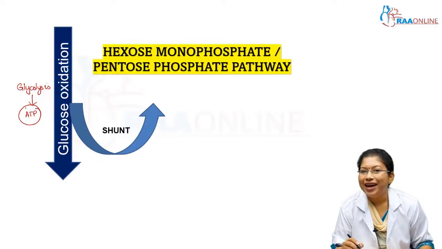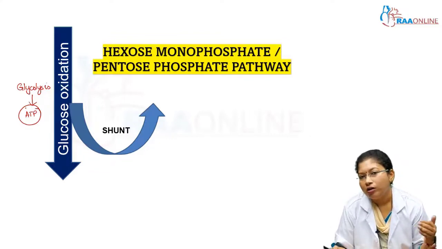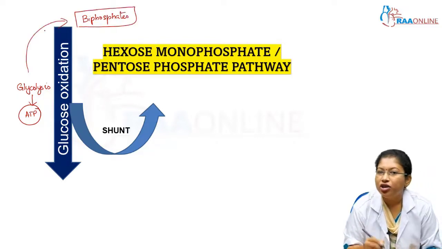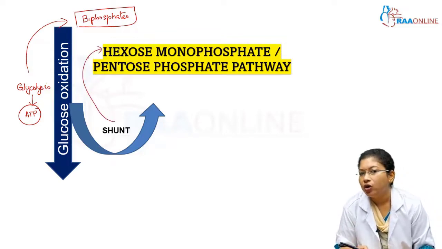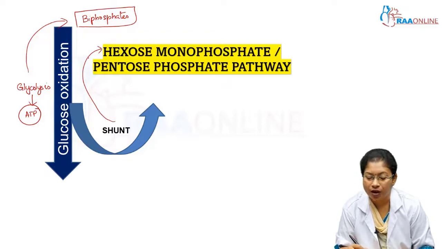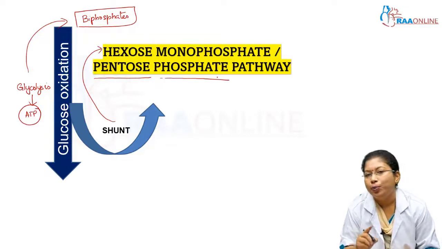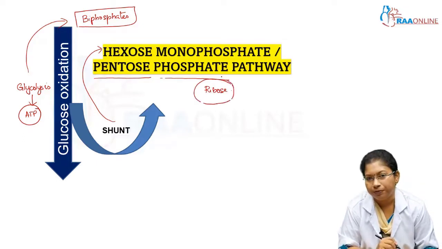Why is it called hexose monophosphate, HMP Shunt Pathway? In glycolysis, all the intermediates are bisphosphates, whereas in shunt pathway all your intermediates are monophosphate. That is why it is called as hexose monophosphate pathway. Why should it be called as pentose phosphate? Because one of the products of the shunt pathway is ribose. That is why it is called as pentose phosphate pathway.